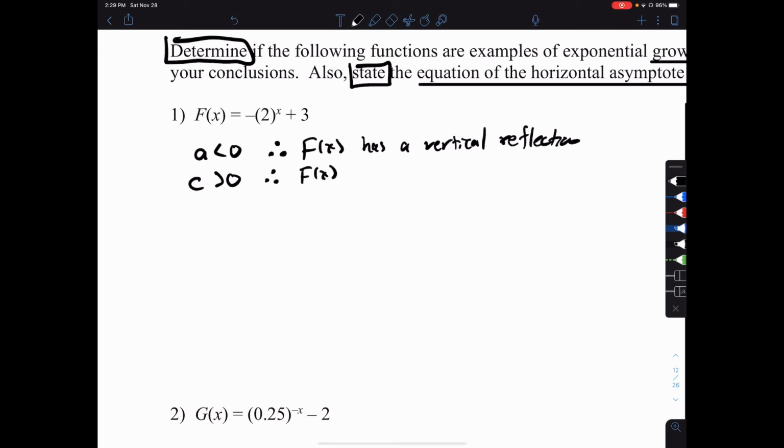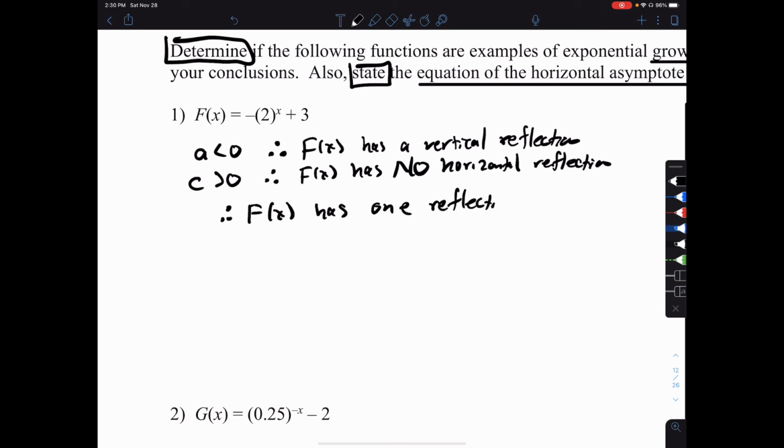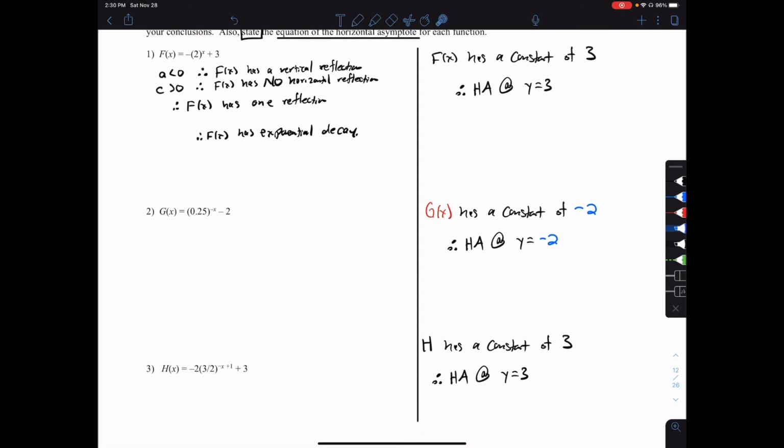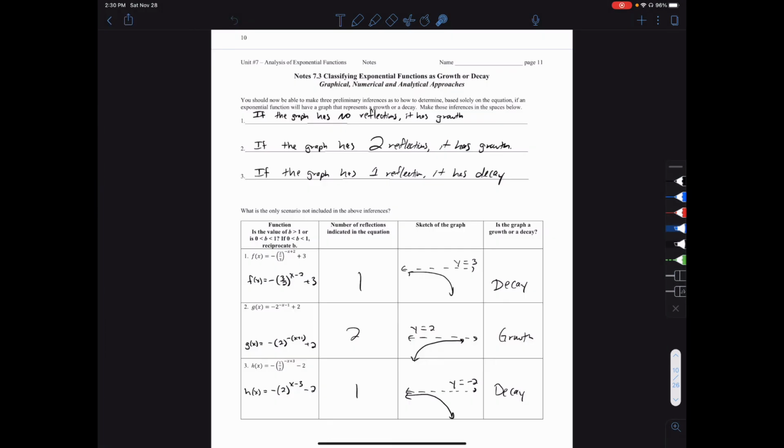Therefore, f of x has no horizontal reflection. What conclusion can we draw from that? f of x has one reflection. If there's an odd number of reflections, it's exponential decay. That is the gist of this. I'd like you to pause the video and see if you can get the correct answers for these. When you unpause, I will have the solution here.